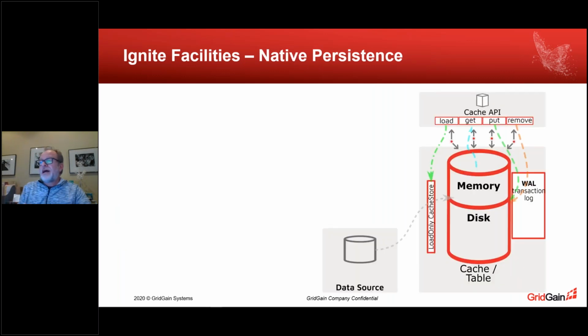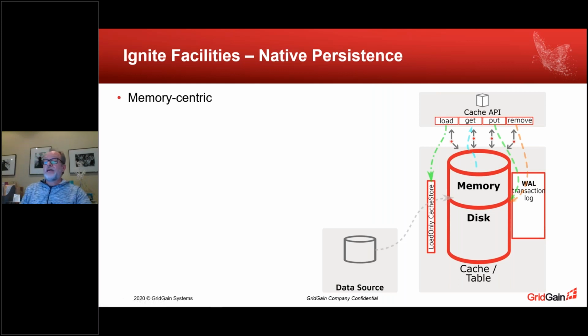Okay, moving on, I'll just highlight here the native persistence side of the house. Again, you've got memory, and for things that exceed your memory, you have disk available for overflow as well. There is a transaction log, or what we call the write-ahead log. And when you are putting or removing, that uses memory and the WAL and transitions, to make sure everything is durably stored or persisted to the Ignite disk. When you do the get in blue, you pull it out of memory or disk, and load will take a data source and load it in.